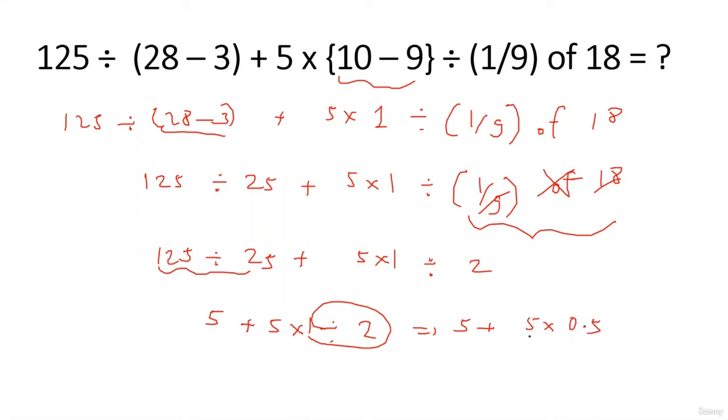अब देखो next step is multiplication. 5 into 0.5 is 2.5. Your final answer will be 7.5.